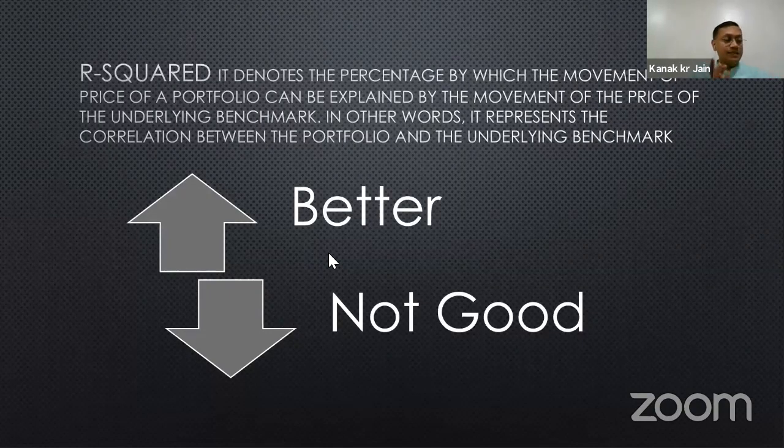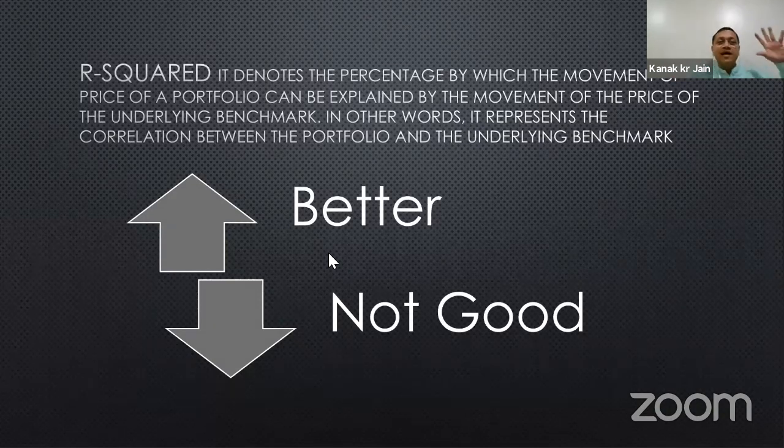Then the other one is R square. Okay, R square also, higher the better. What is R square? It's the portfolio price, which is again the benchmark. The market जो भी है उसके comparison में आपका portfolio का price क्या है.